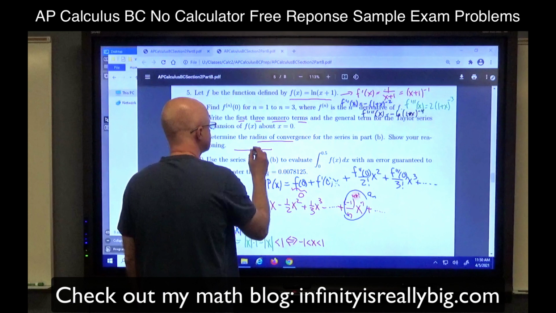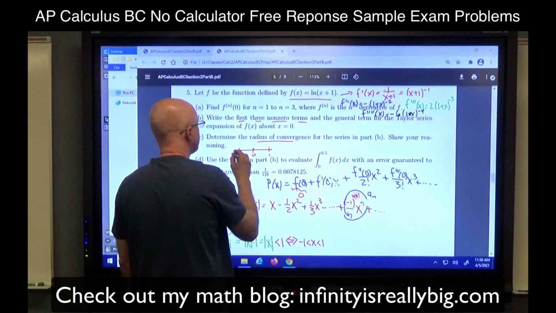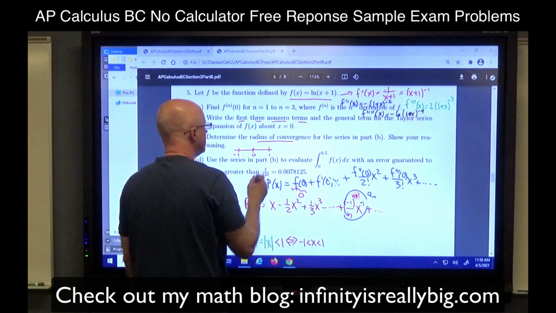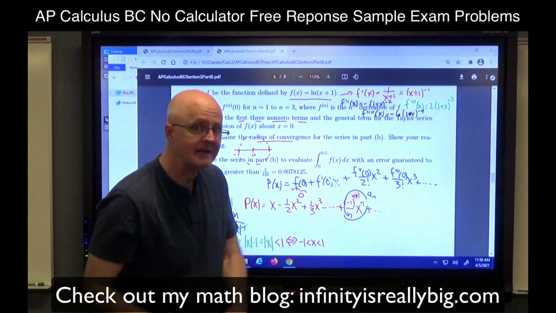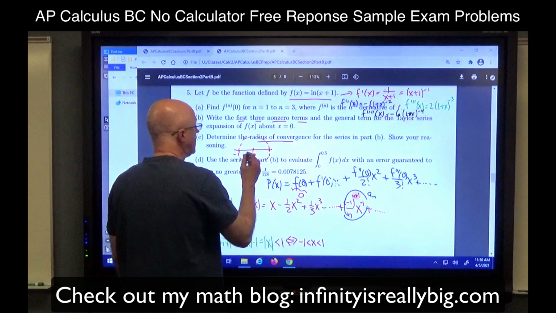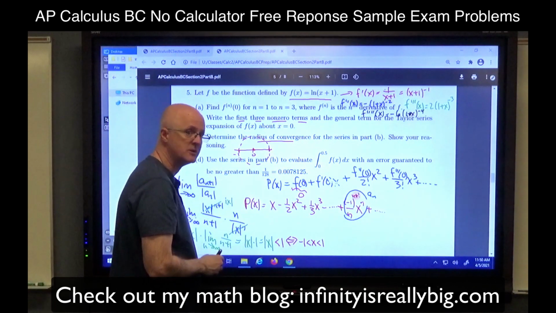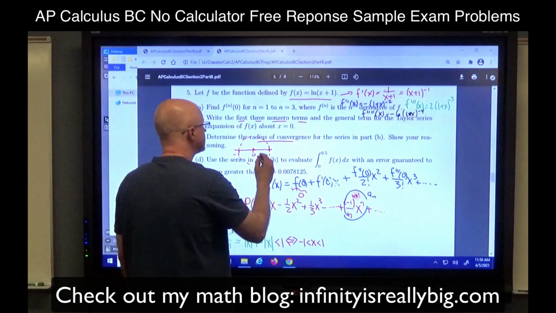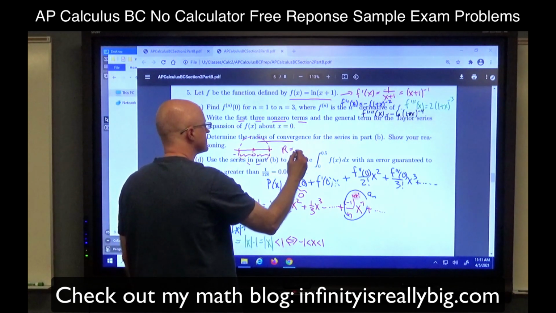Our interval here is centered at 0, right endpoint of 1, left endpoint of negative 1. If you imagine this as being kind of like a degenerate circle, and actually if you go into the complex plane, it does become a circle, or disk. Its radius is the distance between the center and either endpoint, which is 1. That distance right there and this distance right there, those are both equal to the radius of convergence, which is 1.